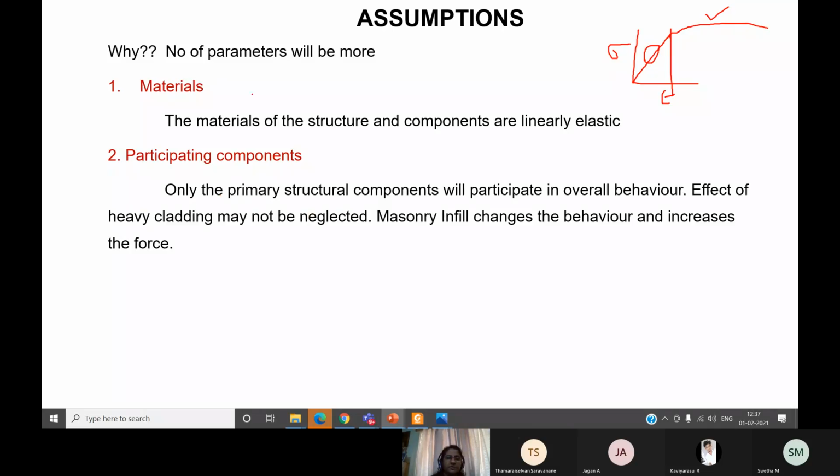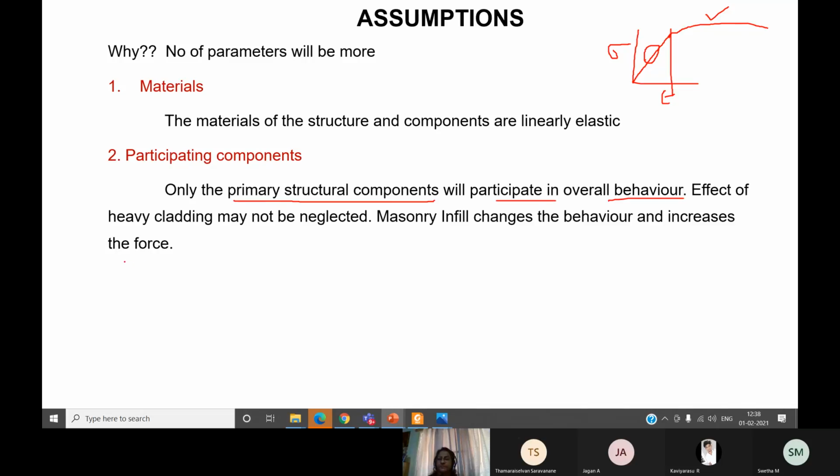Then the second assumption that we make concerns the participating components. Only the primary structural components will participate in the overall behavior of the structure. So what is the meaning of the primary structural components? Which are the primary structural components? Your beams, columns, slabs, walls. So the main load carrying members will participate in the overall behavior.